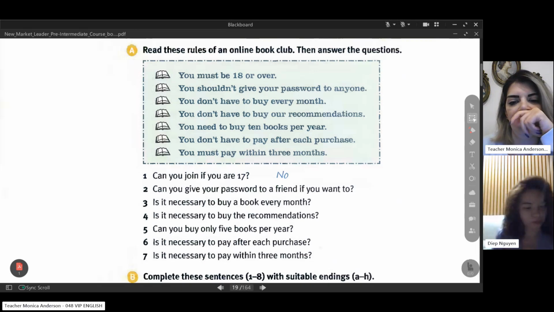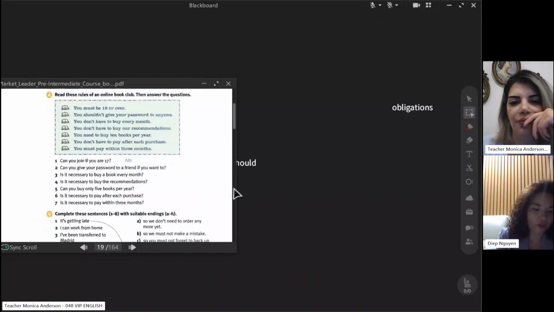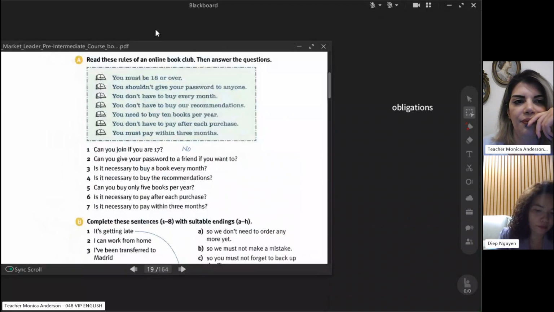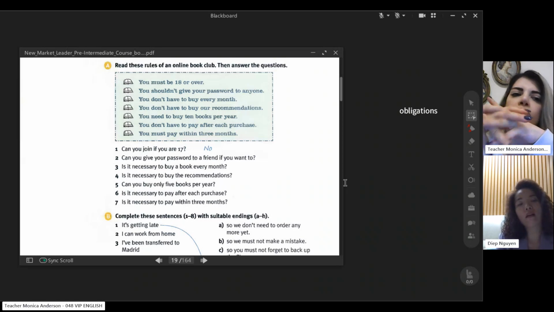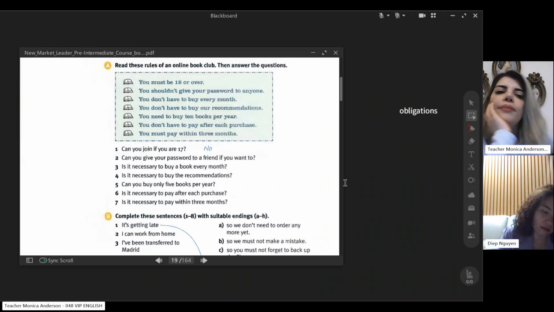Yes. So you must be 18 or over. You shouldn't give your password to anyone. You don't have to buy every month. You don't have to buy our recommendations. You need to buy 10 books per year. You don't have to pay after each purchase. You must pay within 3 months.